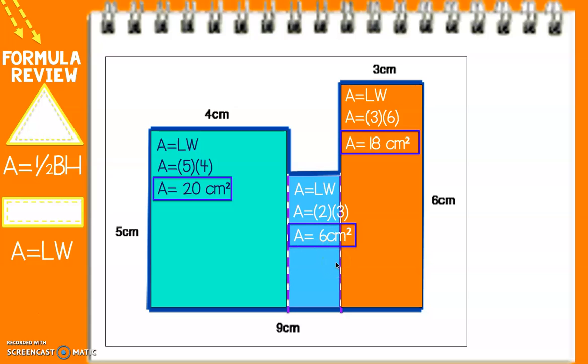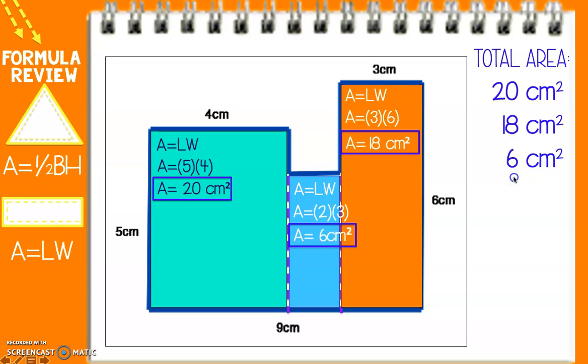So our last step is to take all of these sections and add them together to get the total area of the figure. So we have 20 centimeters squared plus 18 centimeters squared plus 6 centimeters squared. We add those up, we get a total area of 44 centimeters squared.